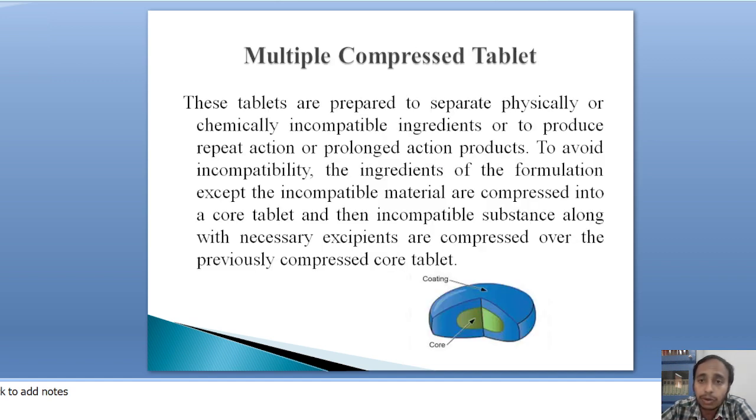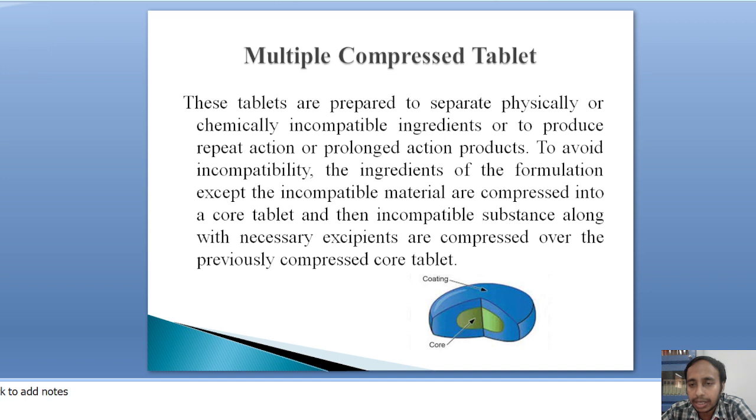Next is the multiple compressed tablet. As I said, there is an inside core and another layer outside. You might have seen this one: the inside core is green and the outside is blue. The green is the core material, which contains the API and excipients, and outside it is blue. These tablets are prepared to separate physically or chemically incompatible ingredients. Sometimes multiple compressed tablets are used, with the help of coating, to avoid incompatibility. Incompatibility means there may be a chance of reaction between two APIs.